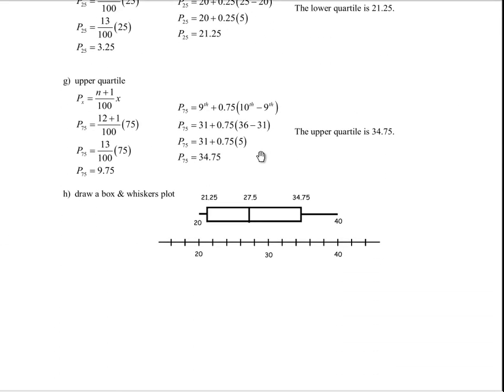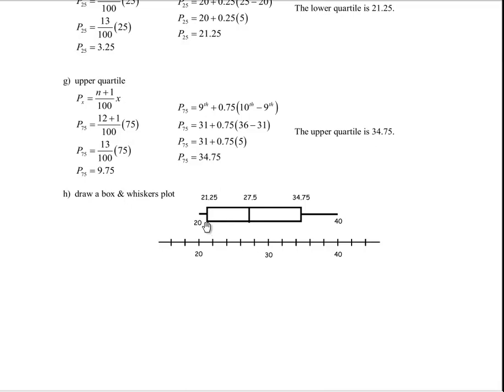So 0.75 times (36 minus 31), which is 5. 5 times that added to 31 gives us 34.75. So the upper quartile is 34.75. So the box and whisker plot looks like this.